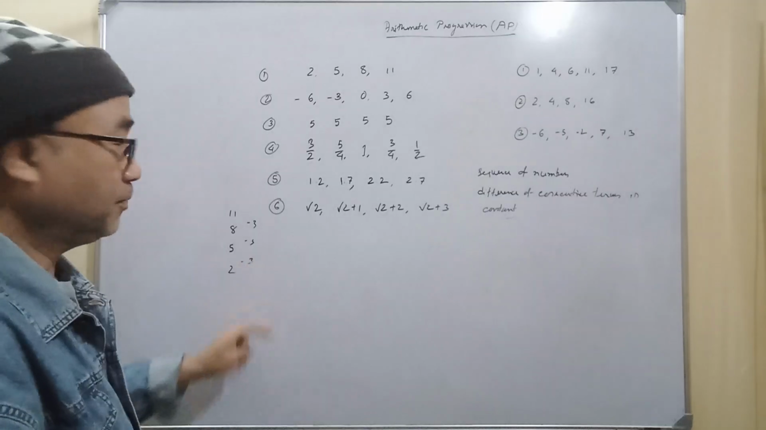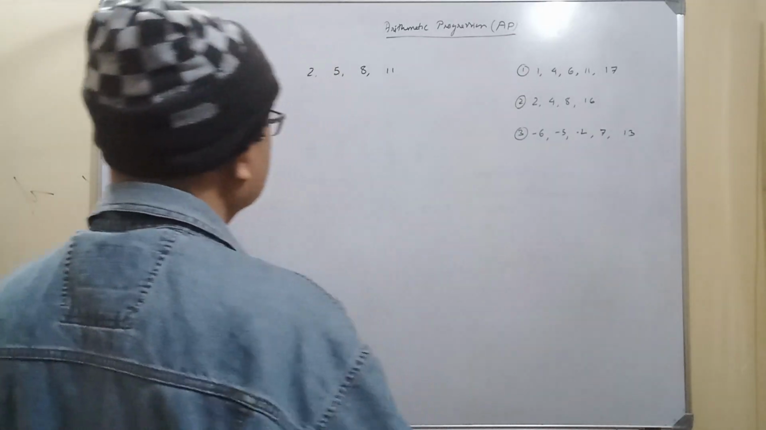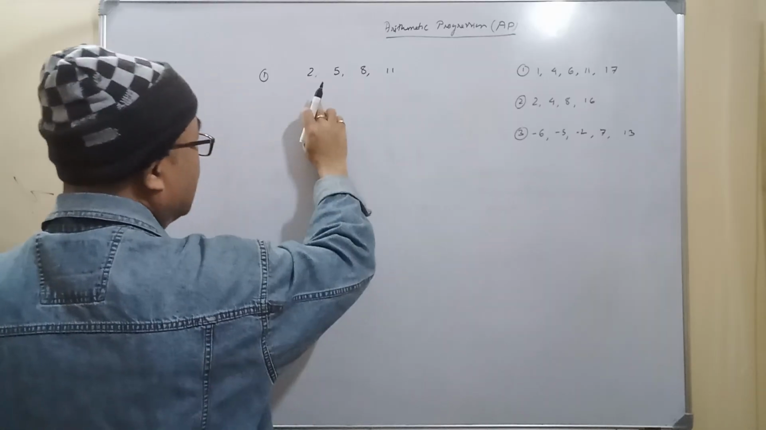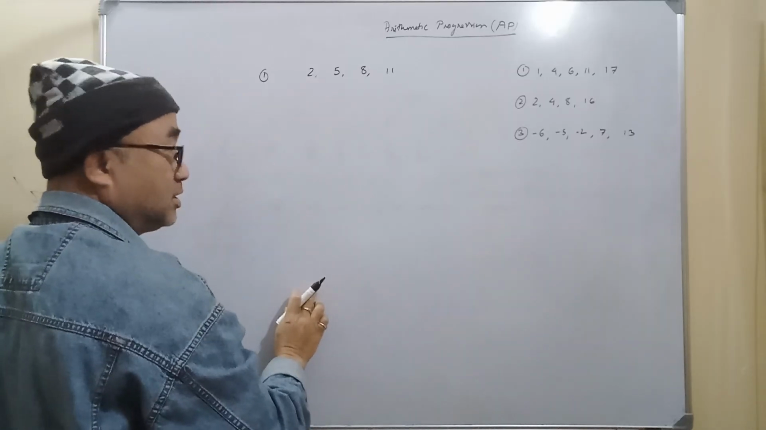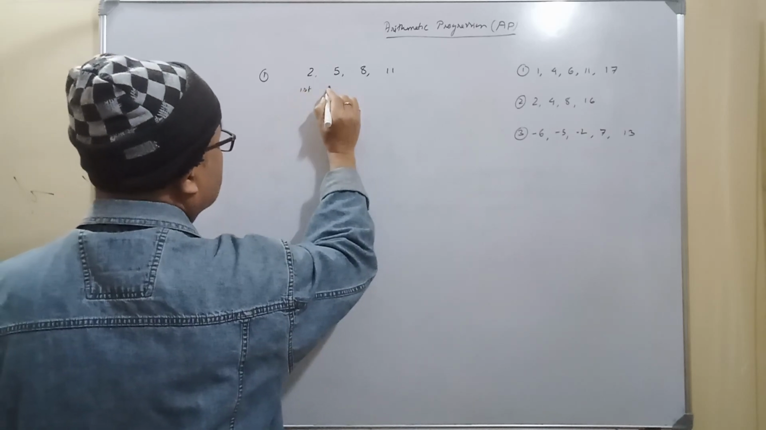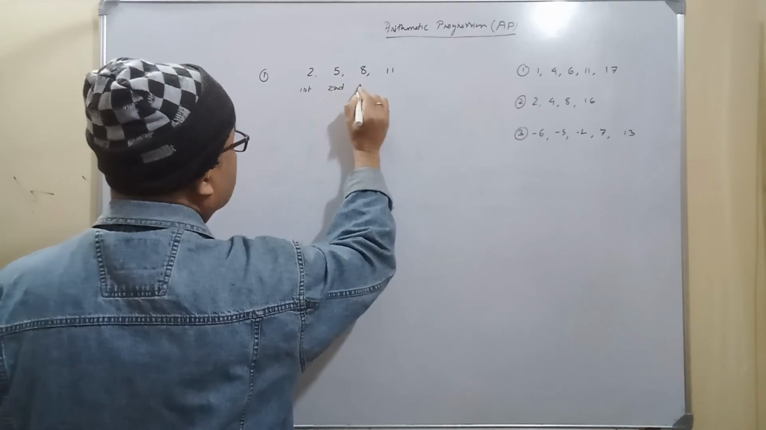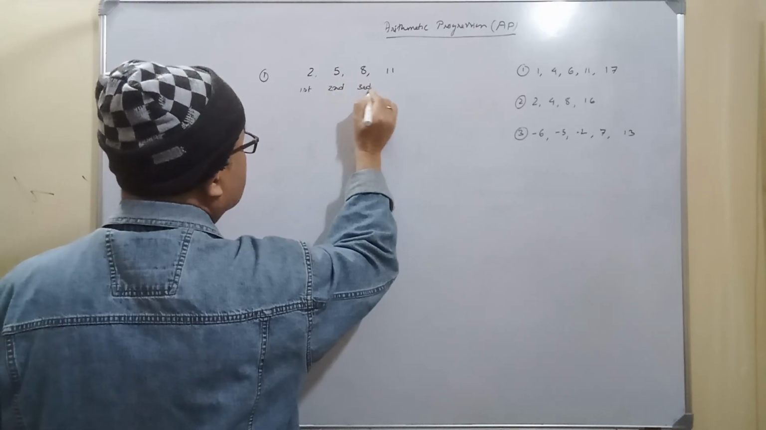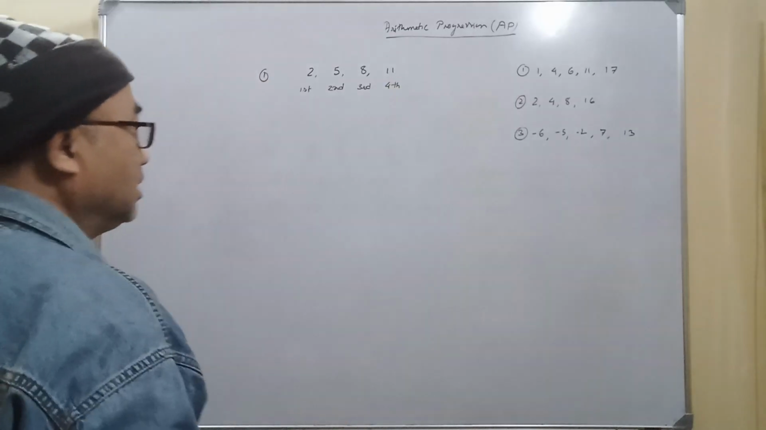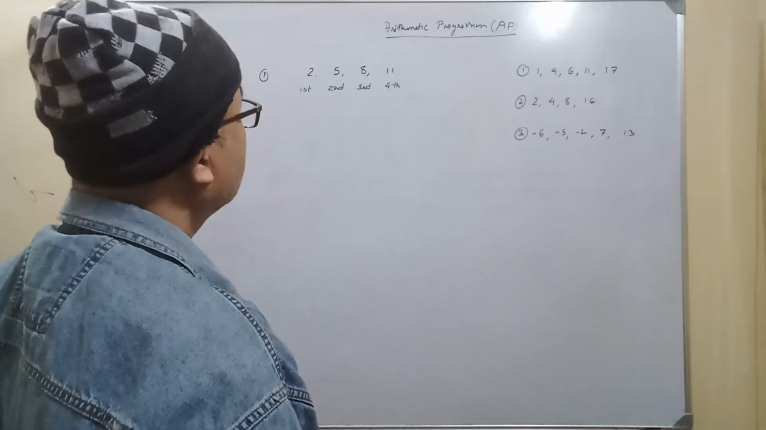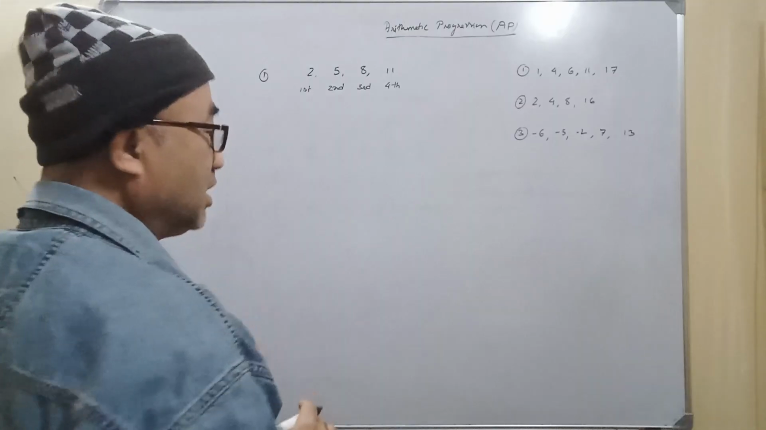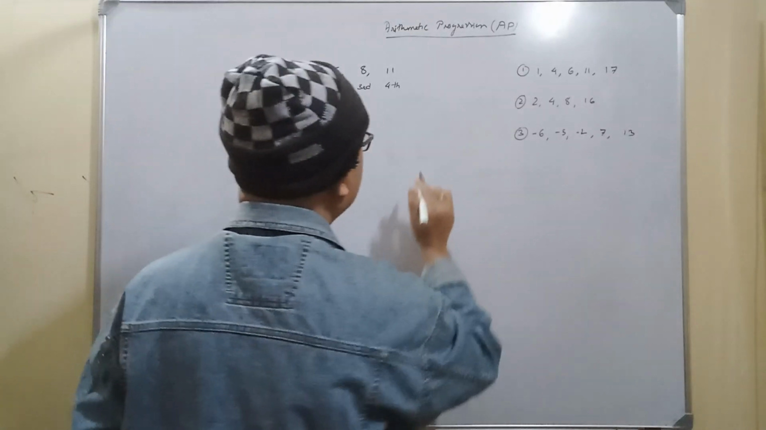It does not matter. Let us take this arithmetic progression, because it is an arithmetic progression with common difference 3. So this is the first term, this is the second term, this is the third term, this is the fourth term, right? So what will be the fifth term of this arithmetic progression? If there is a fifth term, then what will it be?